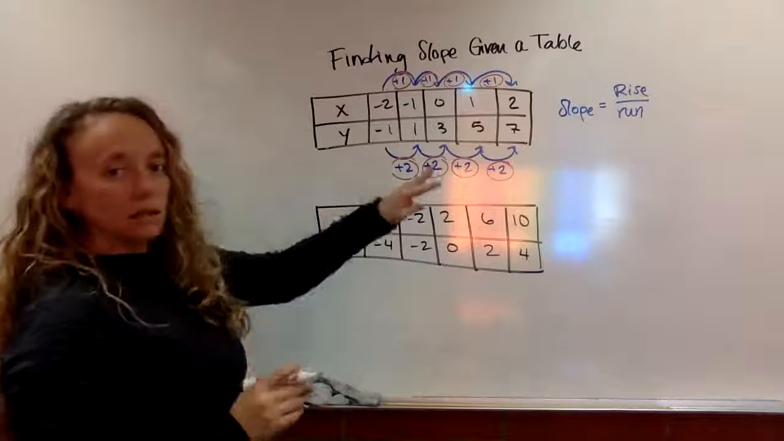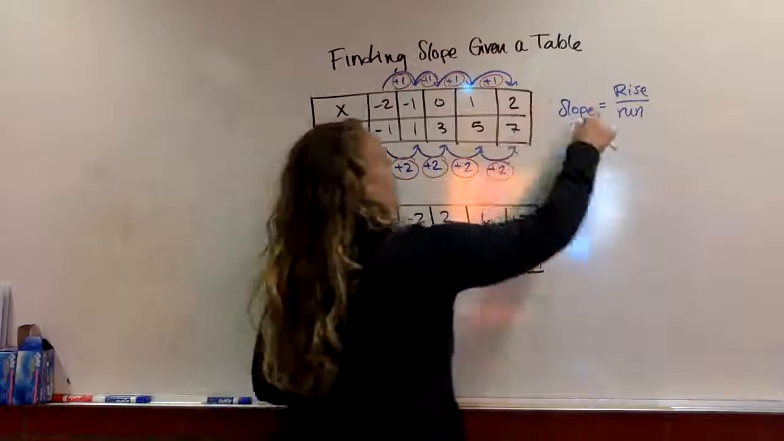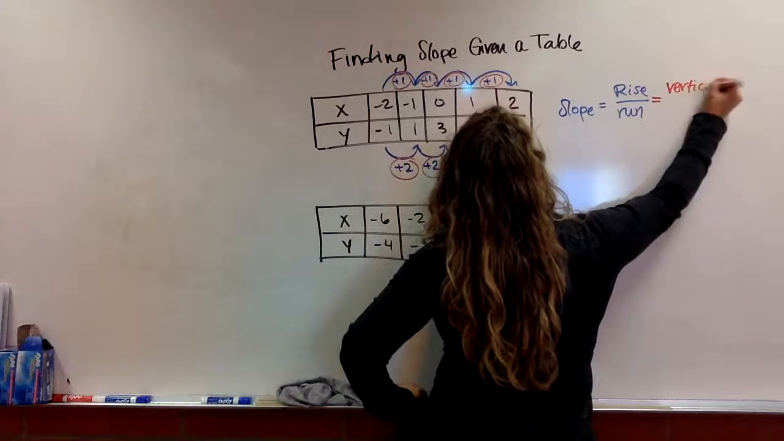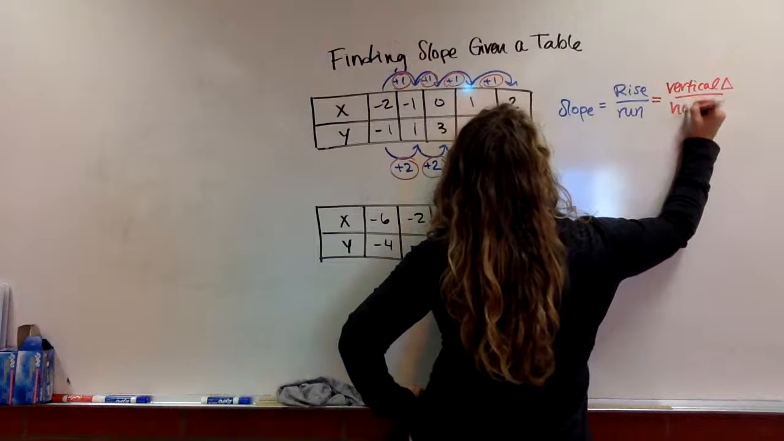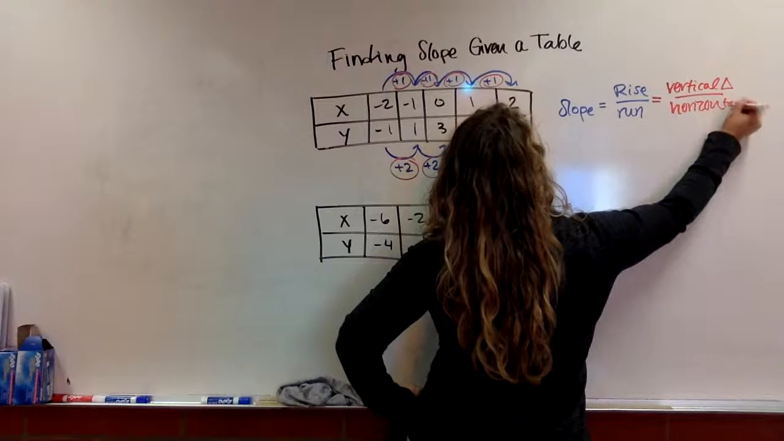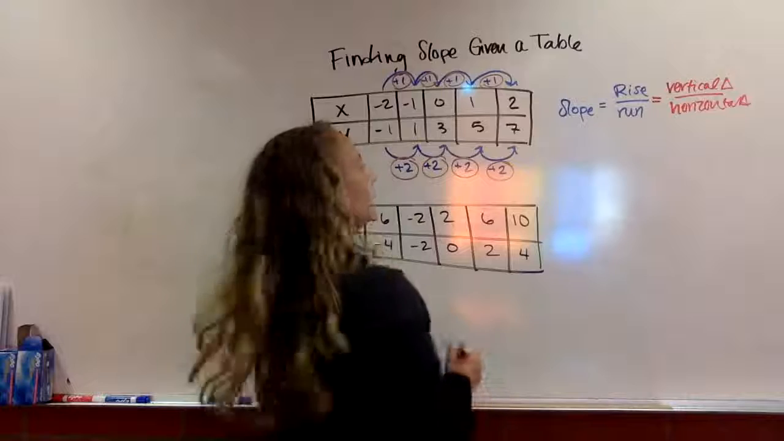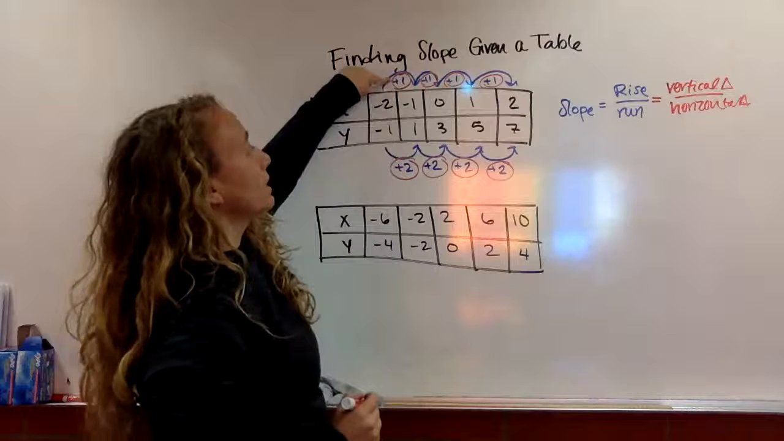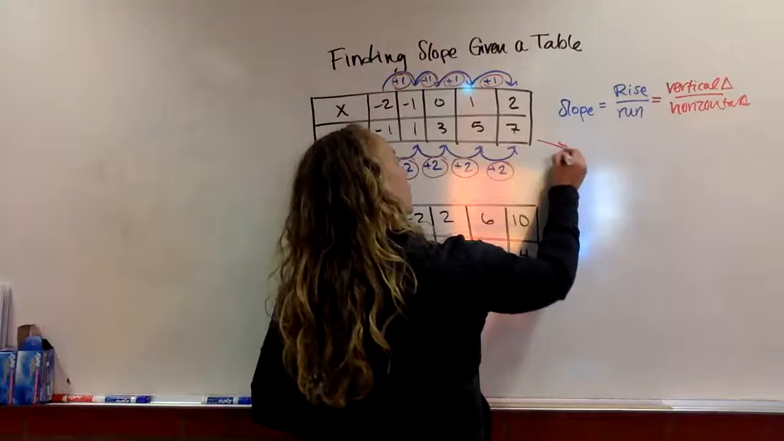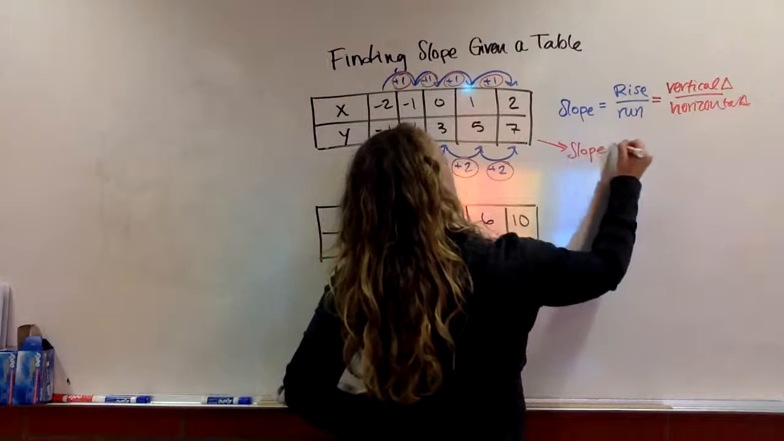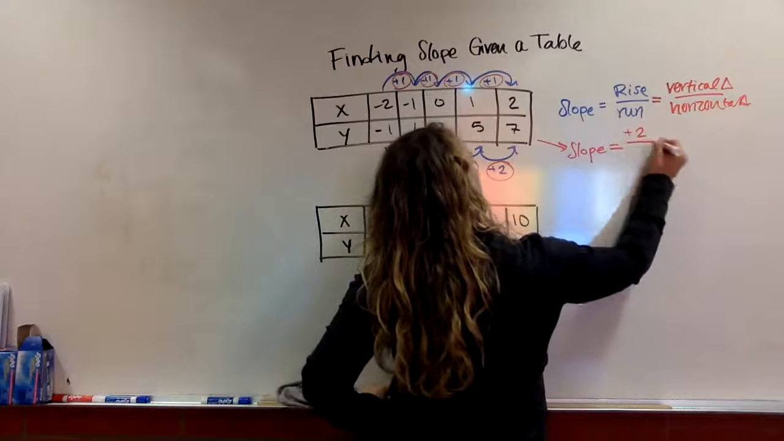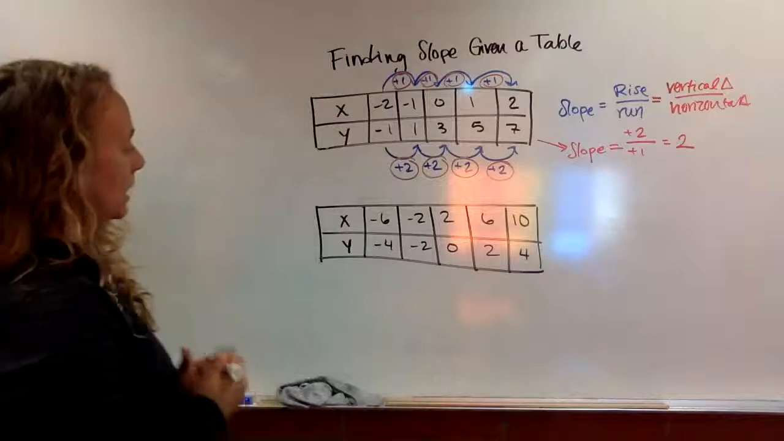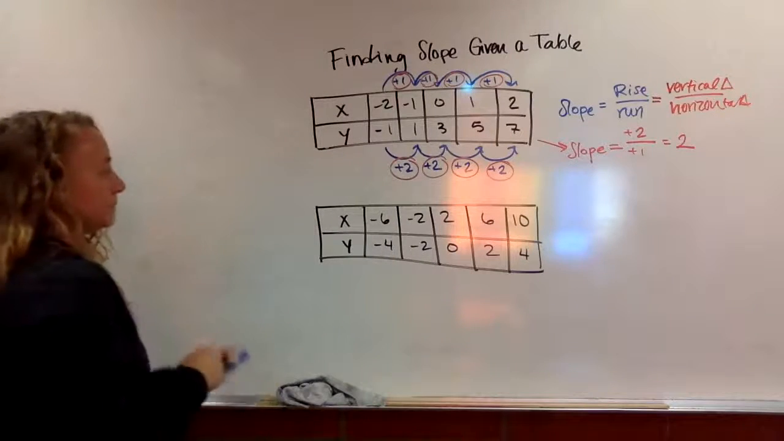So I can write for my slope, which is a rise over run, or we could also look at this in terms of vertical change versus horizontal change. Hopefully we can see that. Yep, vertical change versus horizontal change. We are looking at a vertical change of 2 for every horizontal change of 1. So the slope for this table is equal to increase by 2 over an increase by 1, or I can simplify that to 2.